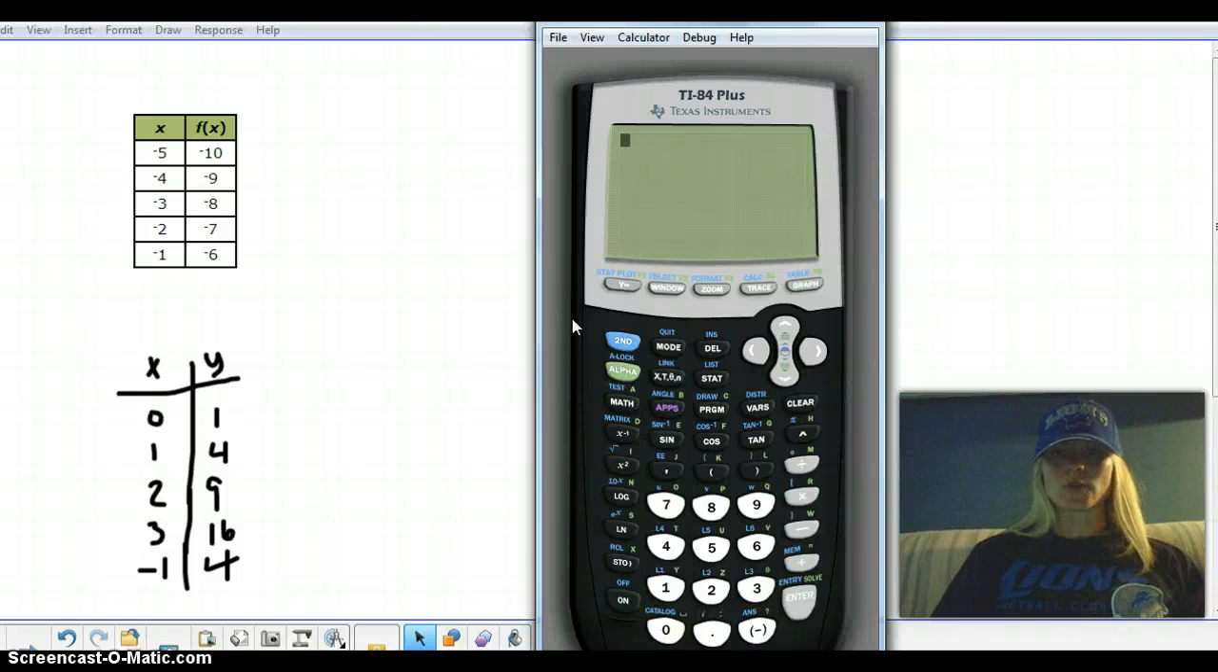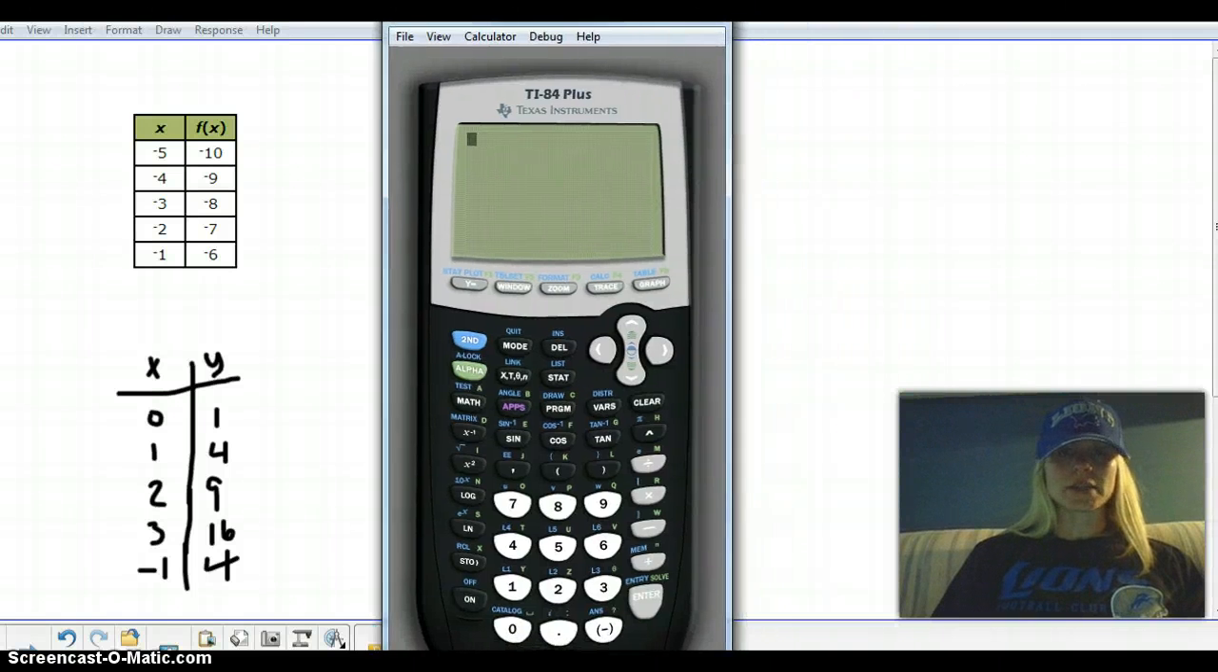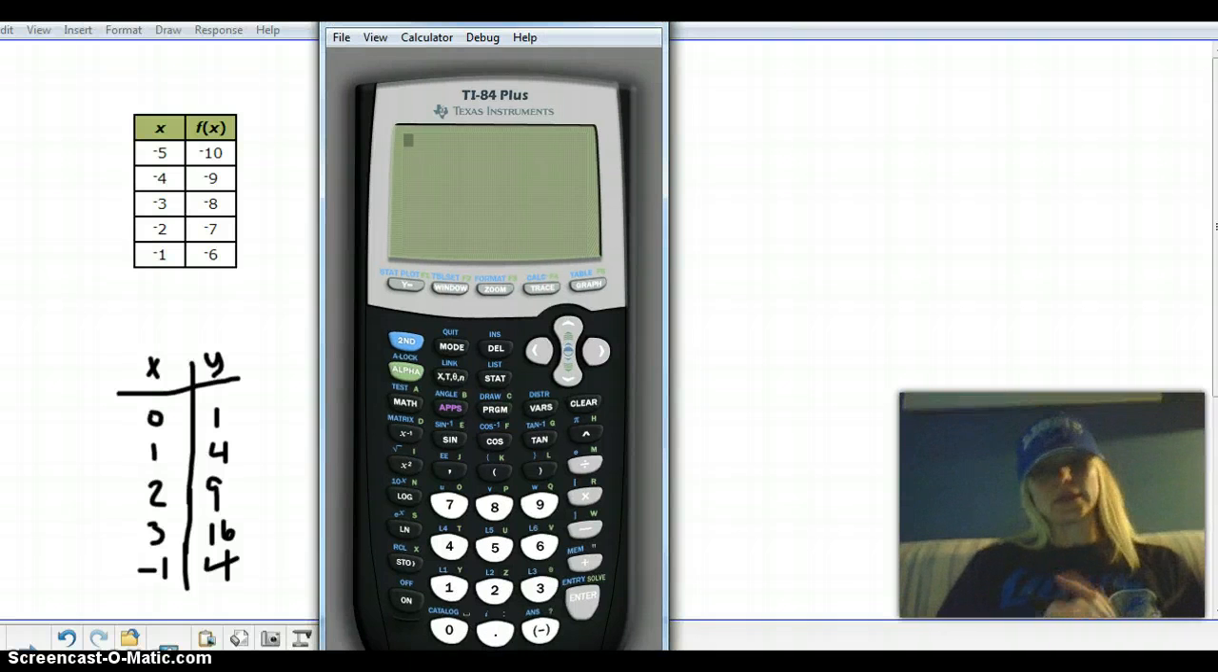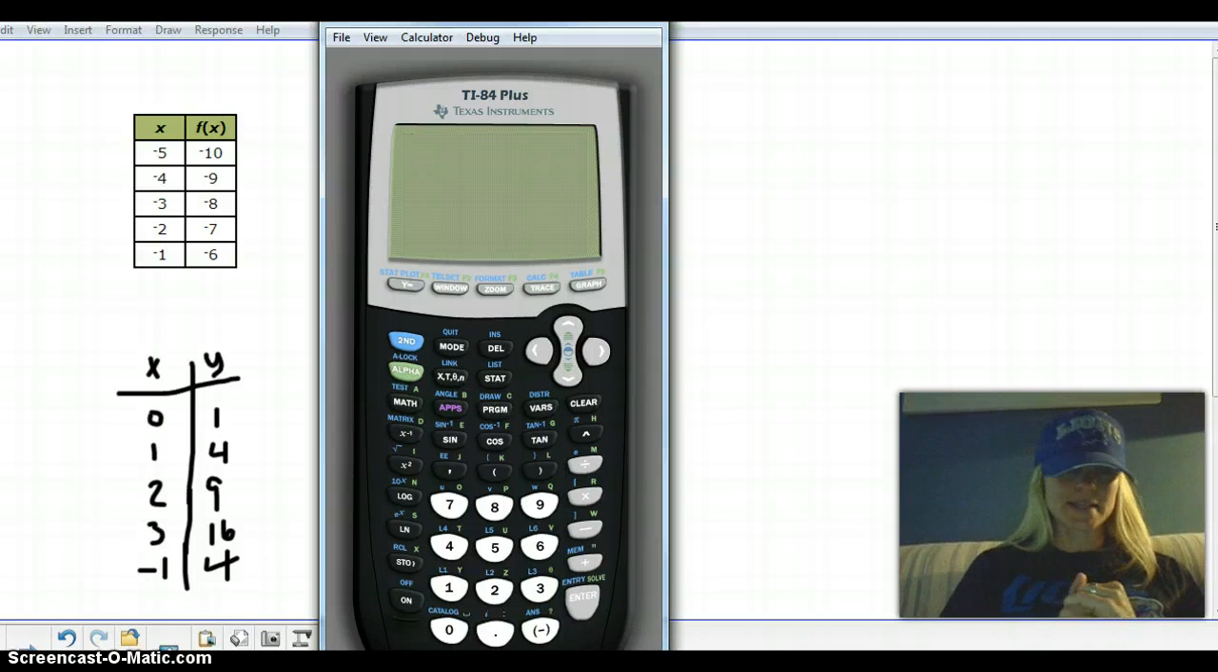All right, so tonight we are going to start getting to know our graphing calculators. If you don't have one, you need to get one. It's something we're going to use throughout the year. You're going to use it all 4 years in high school. I understand that it is a big purchase, but it's something that you will use forever. You can use it in college also.